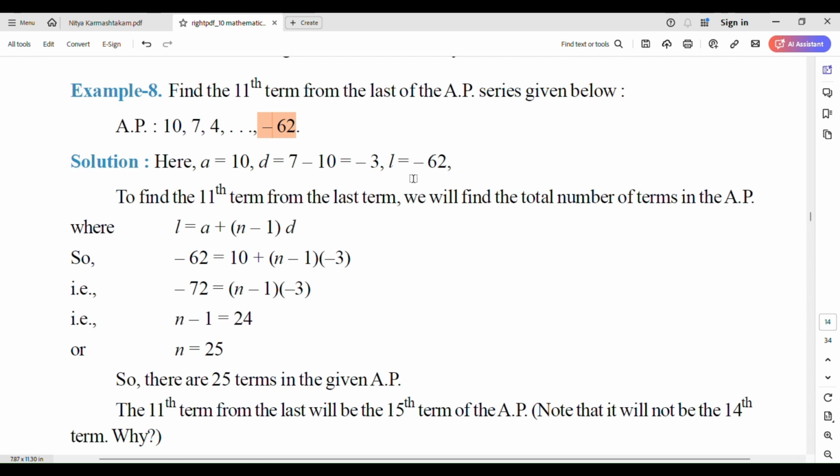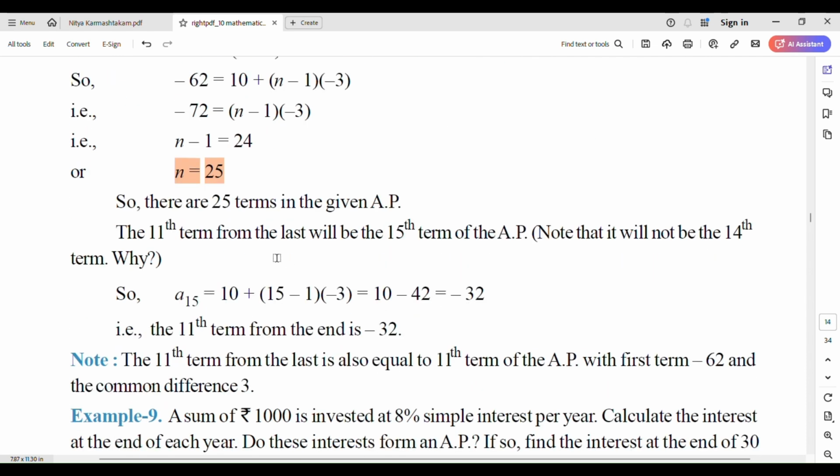L, the last term, is minus 62. So L equal to A plus n minus 1 into D. We want to first find out how many terms are there. Once you know the n, you can read from any side you want, right? So minus 62 equal to 10 plus n minus 1 into minus 3. If you simplify, what you will get is n is 25. That means there are 25 terms in the given AP. Correct? There are 25 terms in the AP.